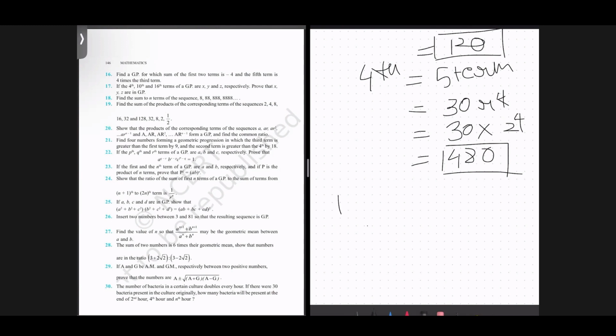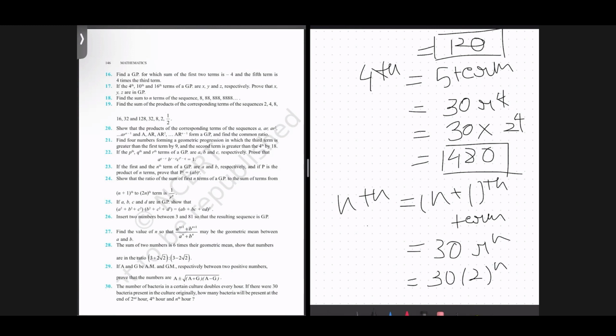After the end of nth hour, we have already found out the formula. You have the n plus 1th term, and that is certainly going to be 30 into r raised to power n, and that is going to be 30 into 2 raised to power n. These are the number of bacteria inside a culture after the nth hour, right? Very straightforward question, just an application of geometric progressions and deriving the formulas that we get from it. That is how you solve this question, right?